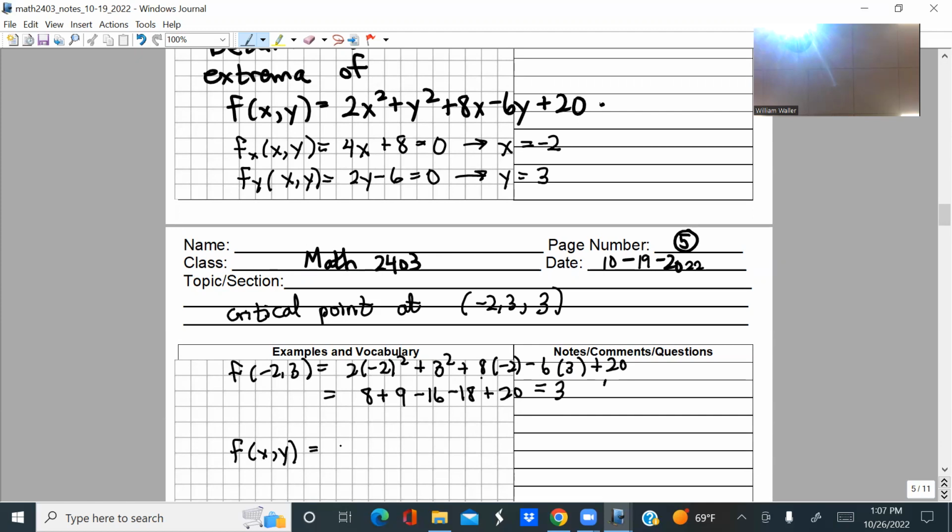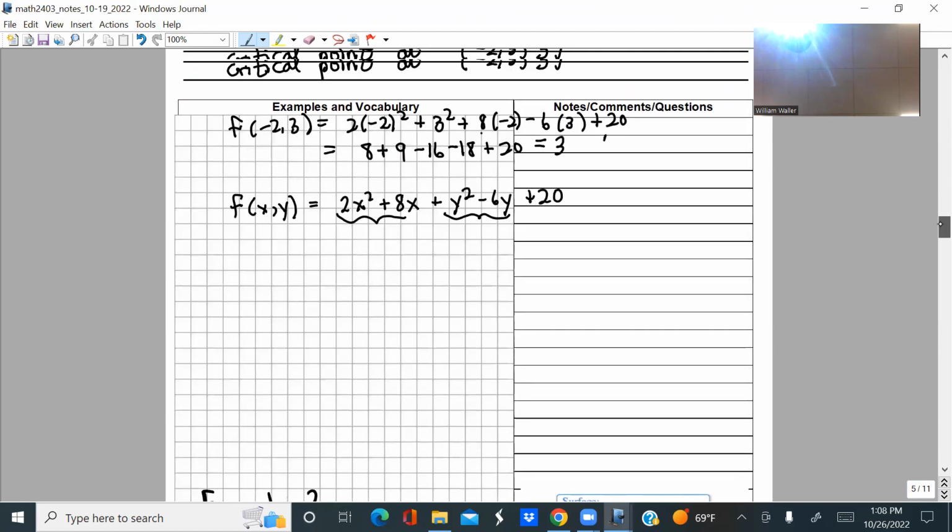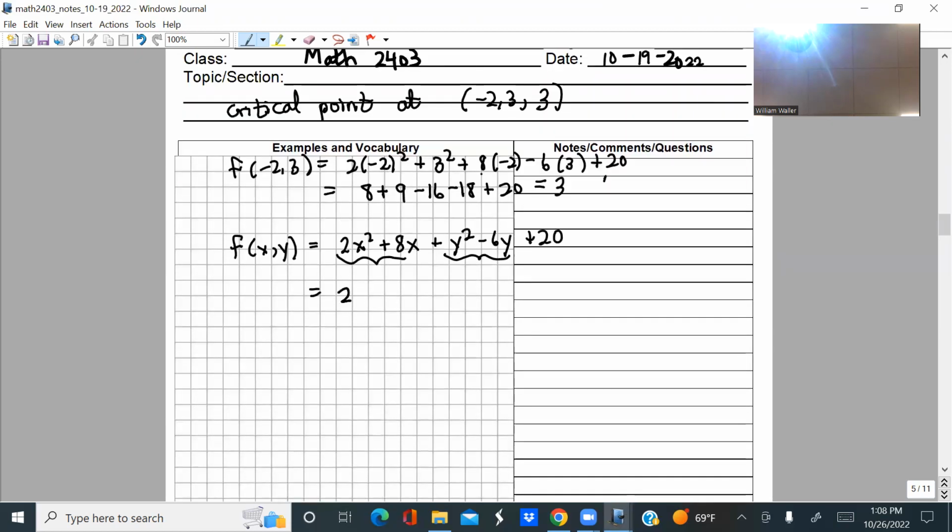So let's see. I'm going to group the x terms together, if I'm remembering how to do this right, and I'm going to group the y terms together like this, okay? I'm going to complete the square. So here I'm going to factor out a 2 first from just the x terms. So I have 2 times x squared plus 4x, and then plus the y squared minus the 6y plus the 20. Now I'm going to complete the square.